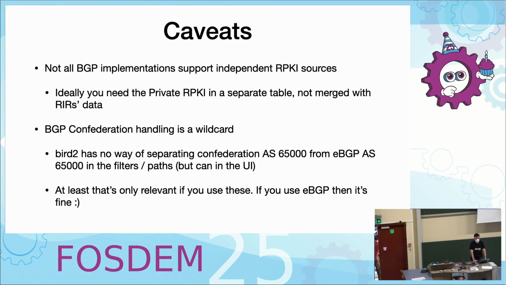The second thing, if you use BGP confederations, is that handling them is not standardized. So for example, in BIRD, if you query the UI, like you do the show routes or something, you can see AS 65000. If it's a confederation AS, it will be in brackets. But if it's the eBGP 65000, it will not be in brackets. However, when you write filters, there's no way that I know to distinguish between the two. But this is still not a problem. You're not going to get AS 65000 from the internet, so as long as you use private ASs only internally, it should not be a problem.